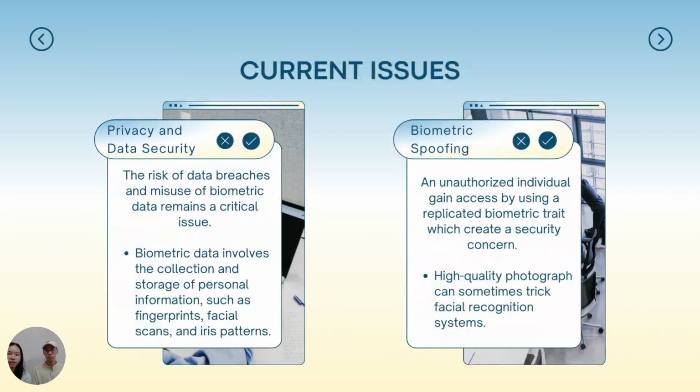So currently, biometric technology is facing privacy and data security and biometric spoofing problems. Due to the wide use of biometric data, the risk of data breaches and misuse remains a critical issue, especially for the personal information that is collected. Other than that, there are also unauthorized individuals gaining access by using replicated biometric traits, which is called spoofing, and it creates a security concern. For example, they use a high-quality photograph to trick the facial recognition system for other improper use.